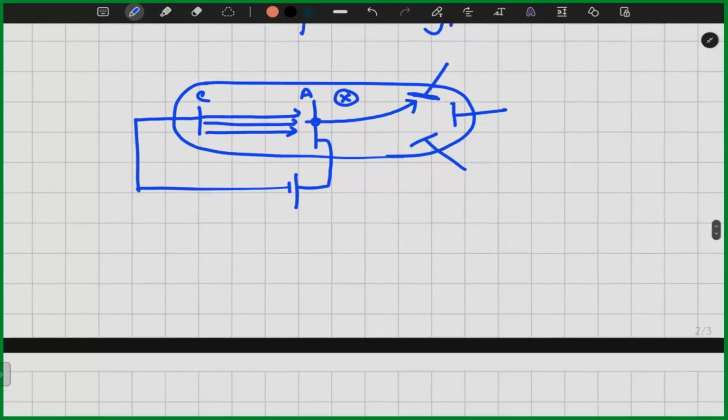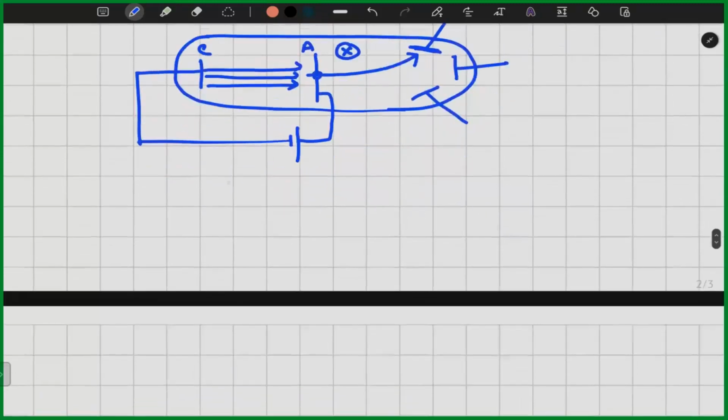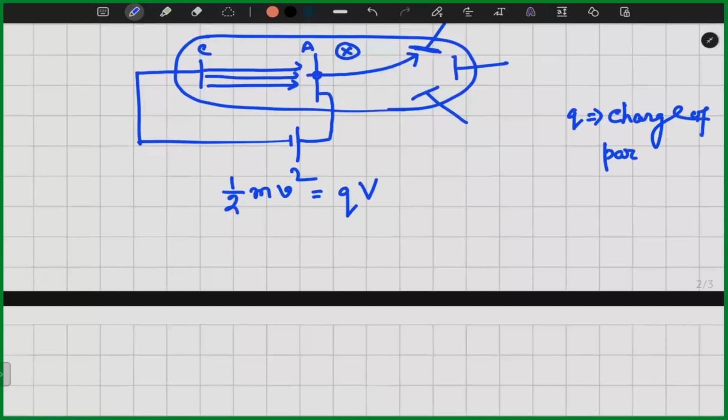So from here we can write half mv squared. What is m? m is the mass of that particle, which is emitting from here. v is the velocity of the particle. It should be equal to qV. Q is the charge of the particle, because we know that this is a negatively charged particle. V is the voltage difference between the cathode and anode.